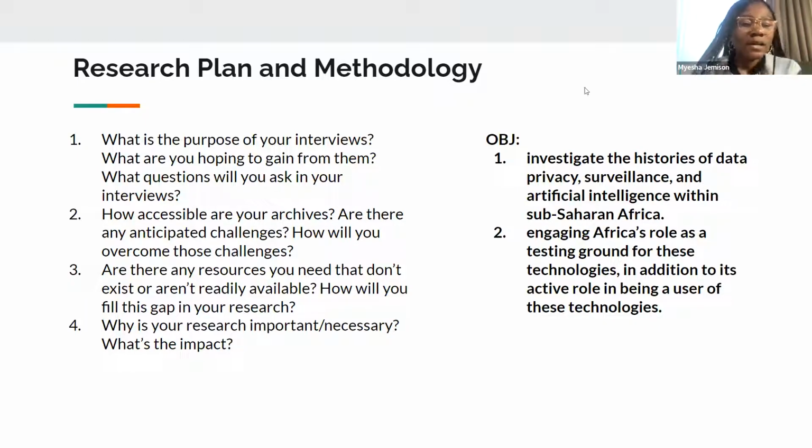Are there any resources you need that don't exist or aren't readily available? So for me, I research how Cambridge Analytica uses misinformation and other digital technology tools to influence political elections across the continent. My focus is on Kenya and Nigeria.